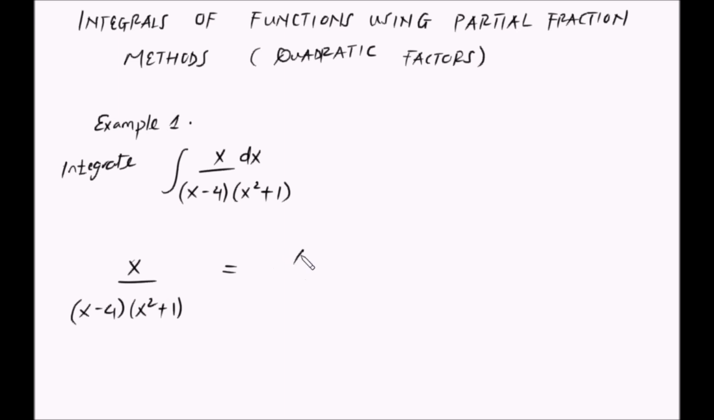So kwa linear juu tunaweka constant, lakini kwa hii quadratic factor juu inabidi uweke nini? Uweke linear. So this is the secret. Okay, so kwa hiyo kama chini kuna quadratic factor, juu weka linear function. And so like that, we're going to find the values of A, B, and C.